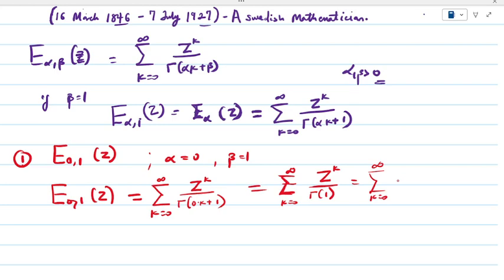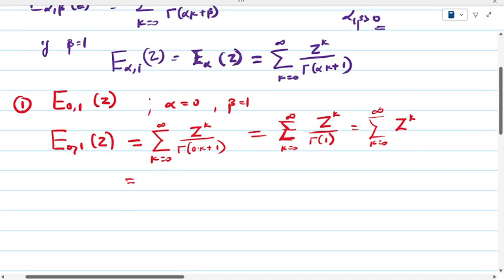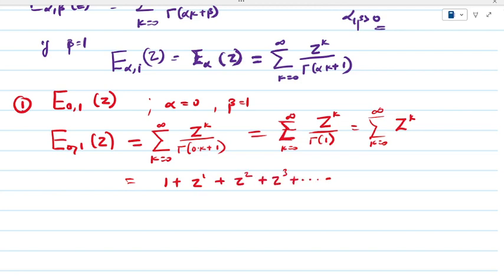So we have the summation k equals 0 to infinity of z to the k. By the time we find the sum of this series, when k equals 0 we have z to the power 0, which is 1. When k equals 1, we have z to the power 1. When k equals 2, we have z squared, then z cubed, and so on. We find that this is a geometric series whose sum is 1 over 1 minus z. Okay, so this is the Mittag-Leffler function E 0 comma 1 of z.